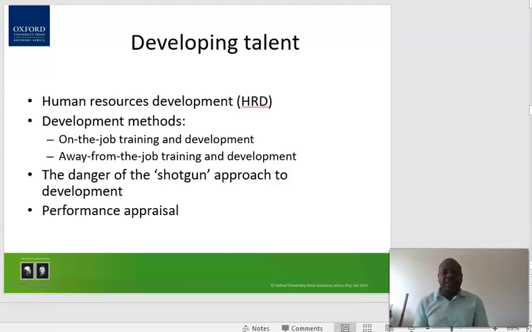There is also need to understand the process of developing talent. Talent will need to be developed in the organization. And it takes what is known as on-the-job training and development, and also away-from-the-job training and development.